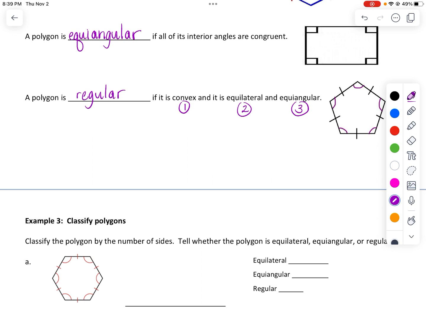Just in case I ever use this word, the opposite of regular, which you probably already know, is irregular. So the opposite of regular is irregular. So even our rectangle up above, it has all the angles marked with 90-degree angles, so it would be considered equiangular, but it would not be considered a regular quadrilateral because all the sides are not the same. It would be considered an irregular quadrilateral.